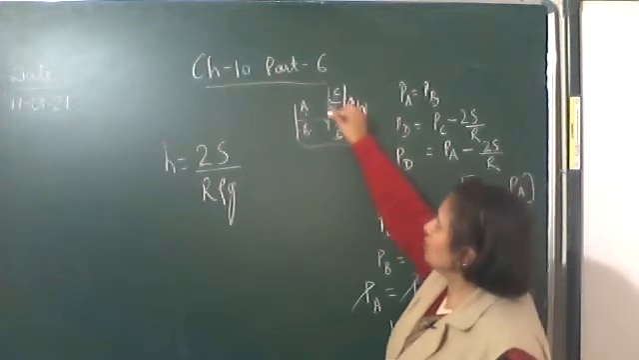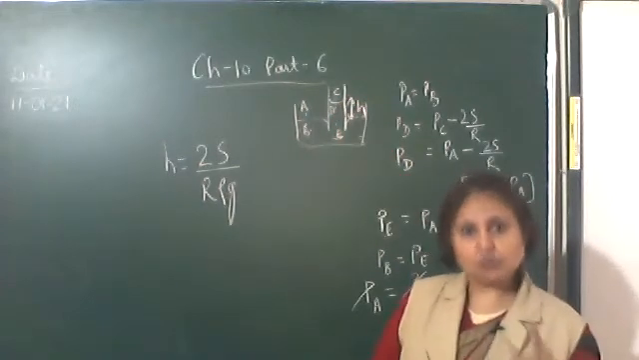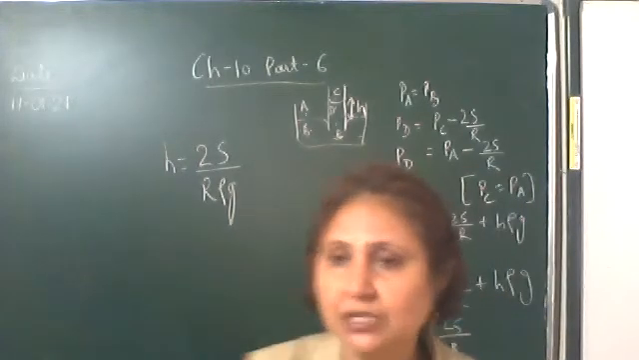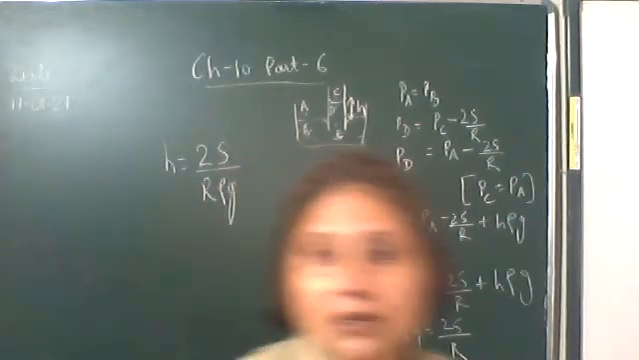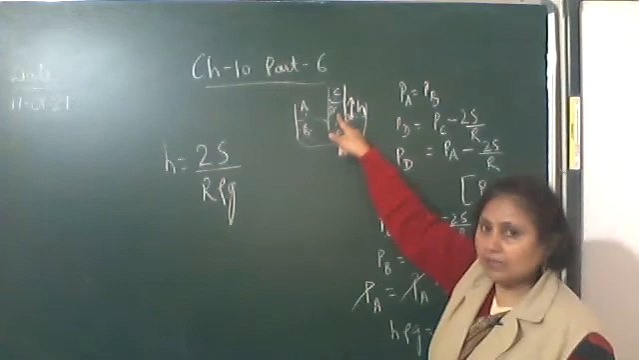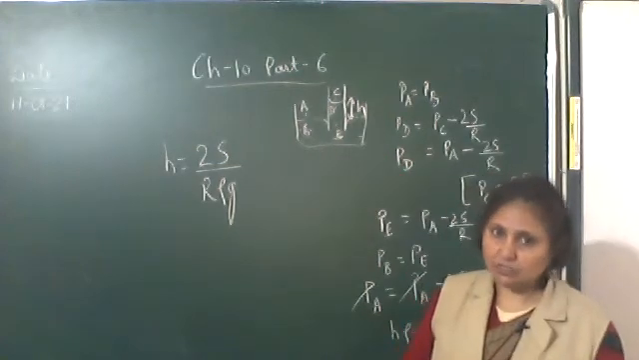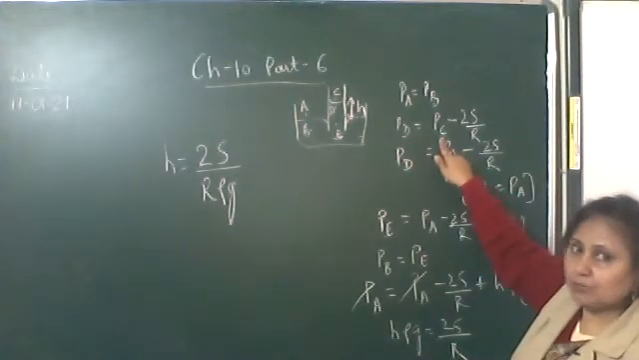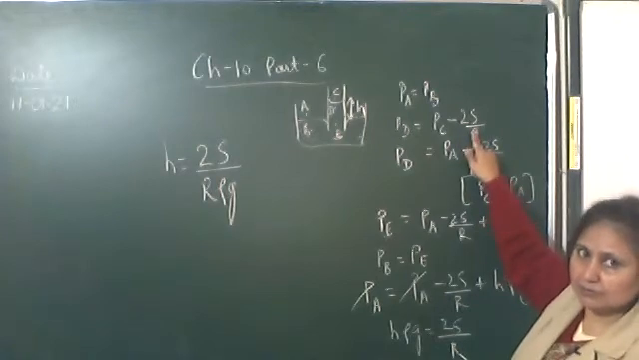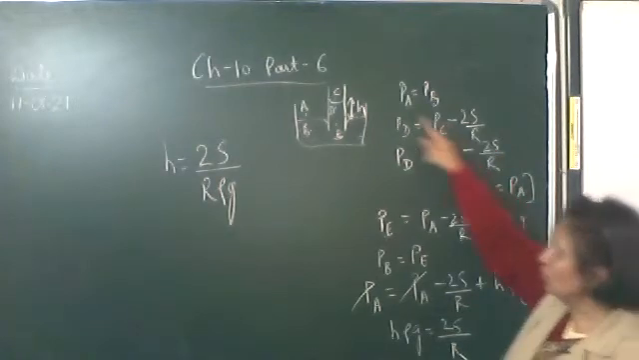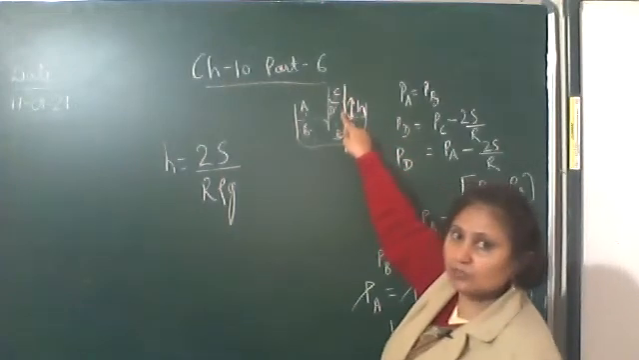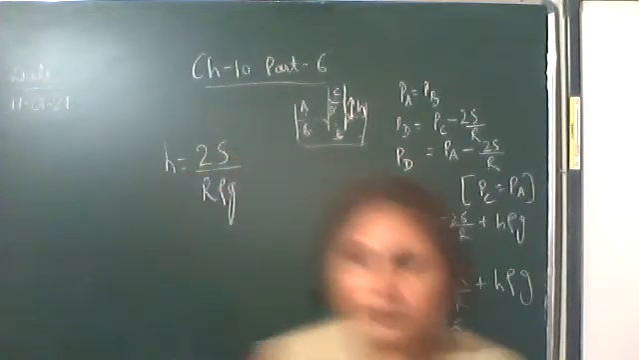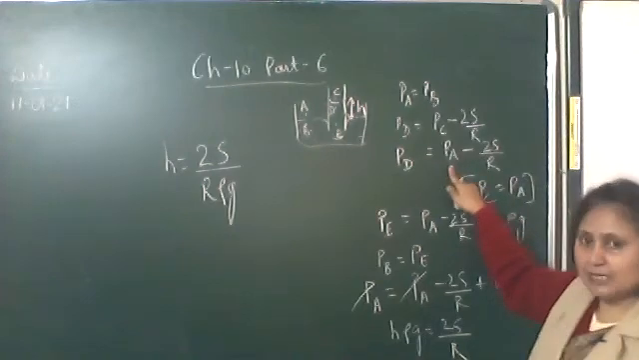Now we consider 2 more points, C and D. D is towards the convex side, so the pressure will be less. Towards the concave side, the pressure is more. So the pressure is less at point D, and as there is only one free surface, the pressure will be less by 2S by R. So the pressure at point D is the pressure at point C minus 2S upon R. Why? Because towards the concave side the pressure is more and towards the convex side the pressure is less. So the pressure at point D will be the pressure at point C minus 2S by R.